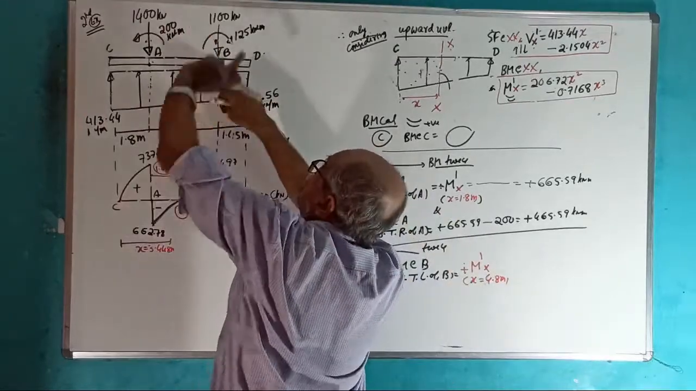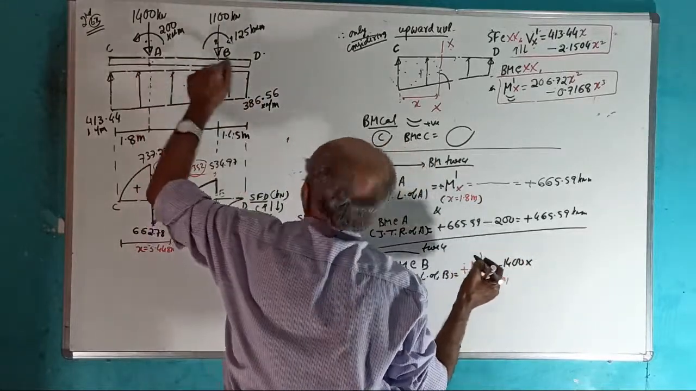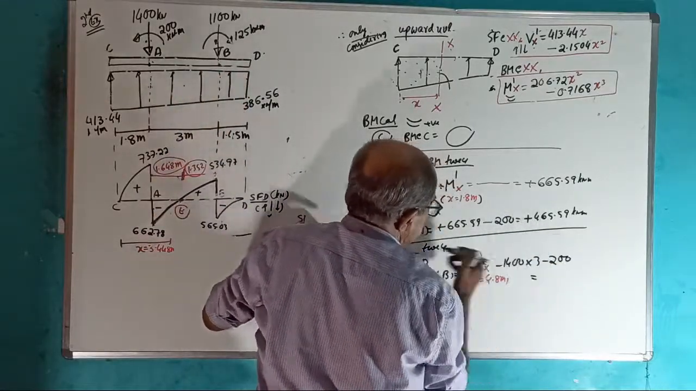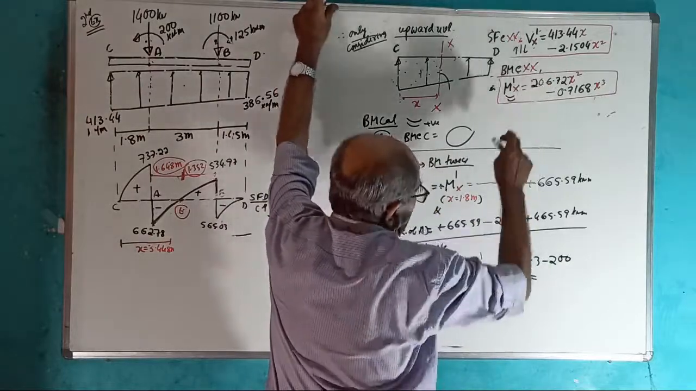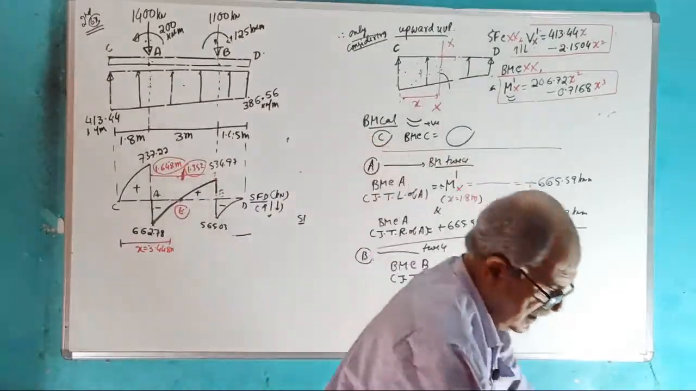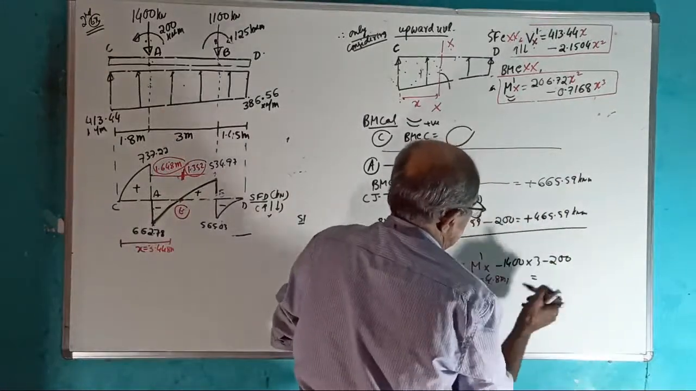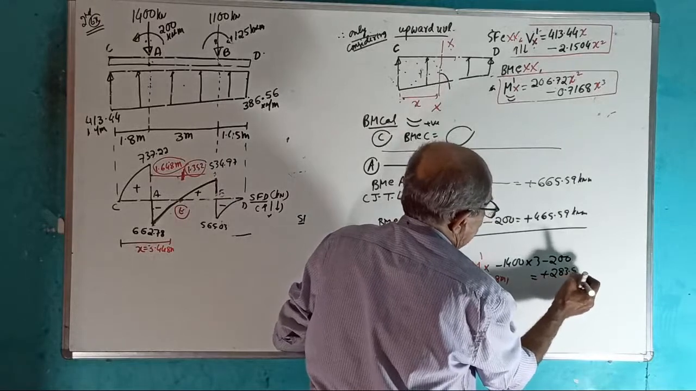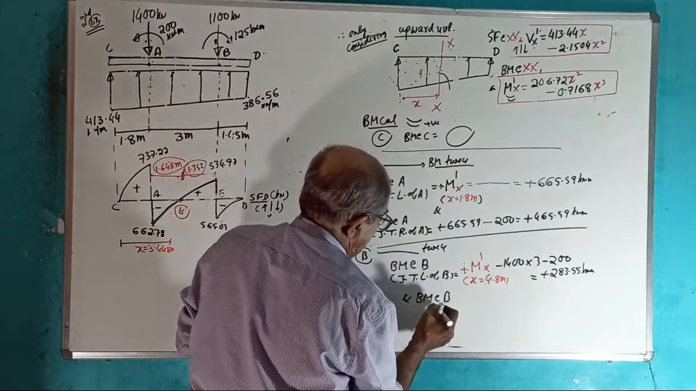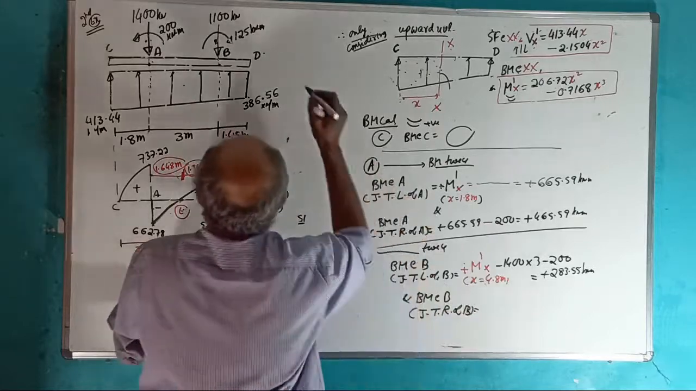That is this BM minus 1400 into 3 and also minus 200. Substitute x equal to 4.8 here, then minus 1400 into 3 minus 200. Answer: plus 283.55. Should not tell lies. Plus 283.55 kilonewton meter.